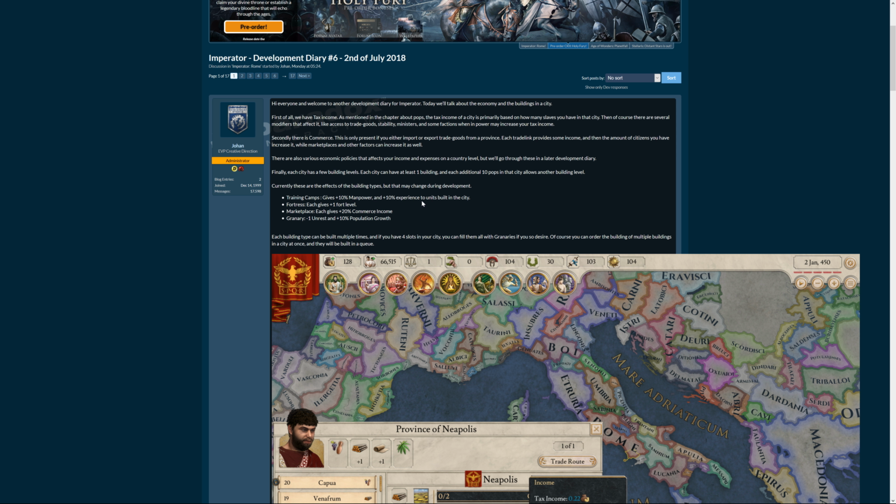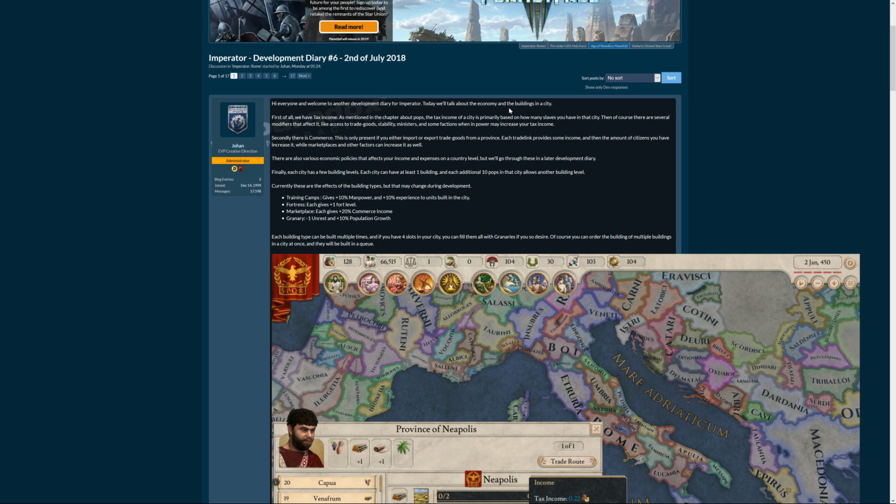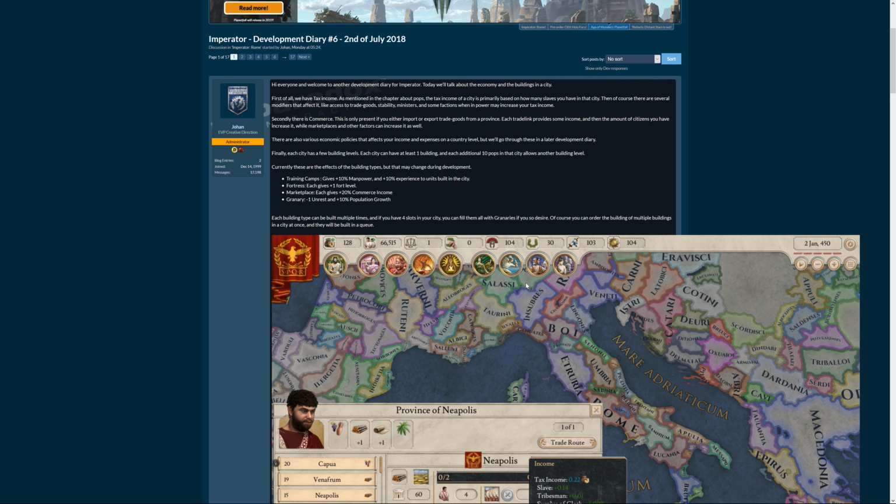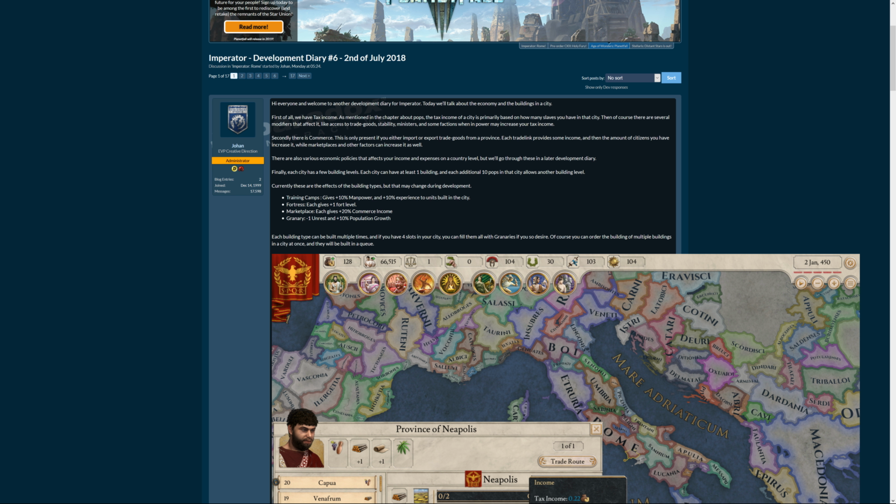Oh, what is it about? Economy and buildings in a city, as they say here. We have a nice preview into the game screens. And first of all, Johan begins with tax income.